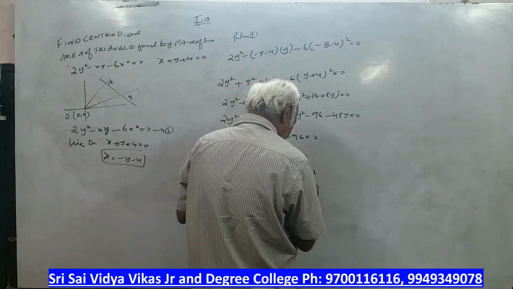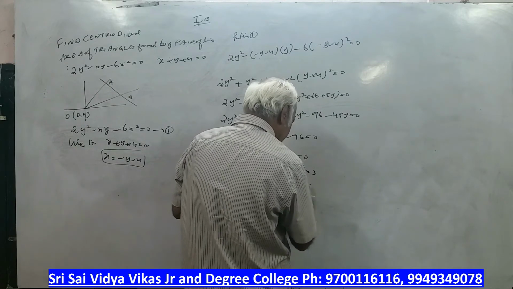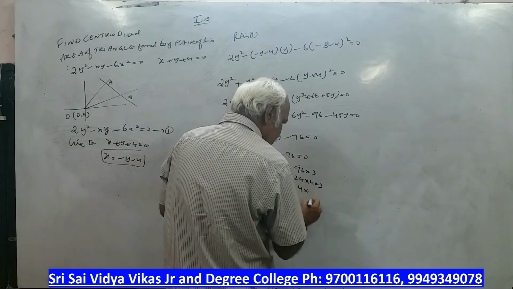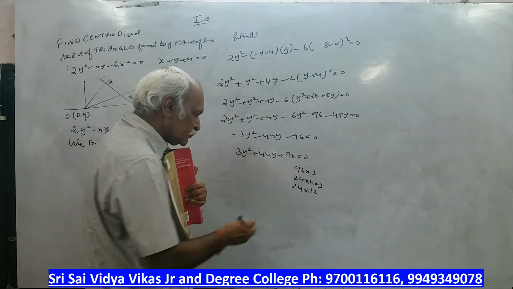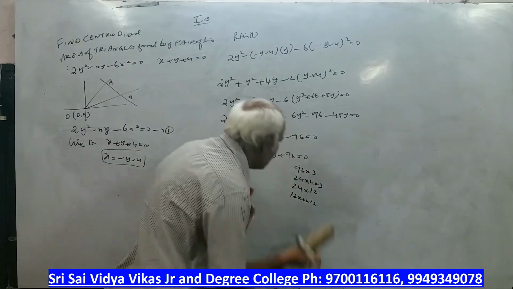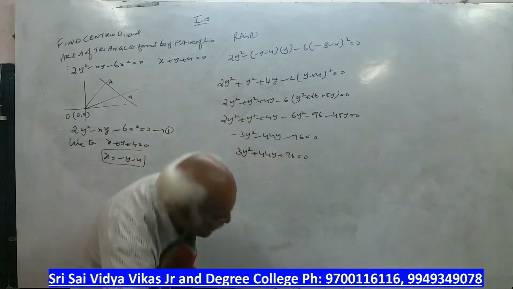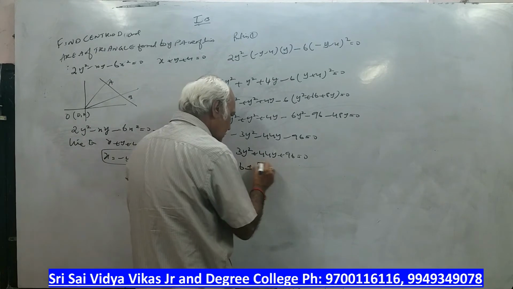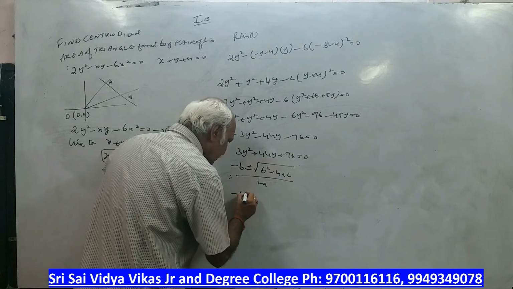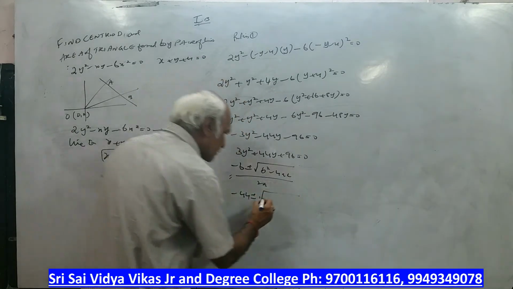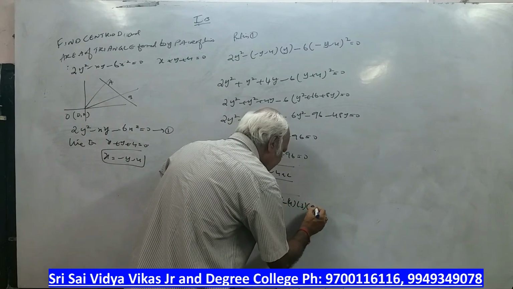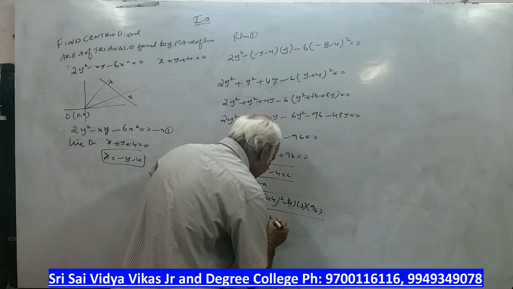96 into 3. So we can write this as 24 into 12. Again, we use the minus b plus or minus formula. So what will happen? By 2a. So minus b means minus 44 plus or minus b square, 44 whole square minus 4 into 3 into 96, by 2 into 3.